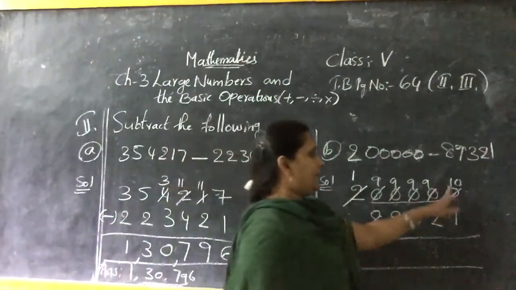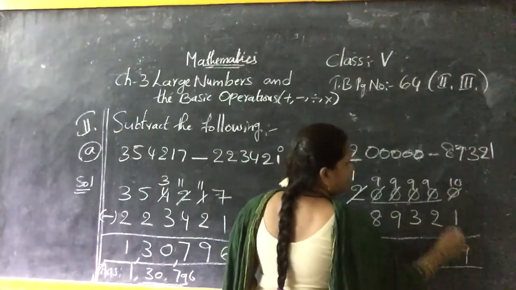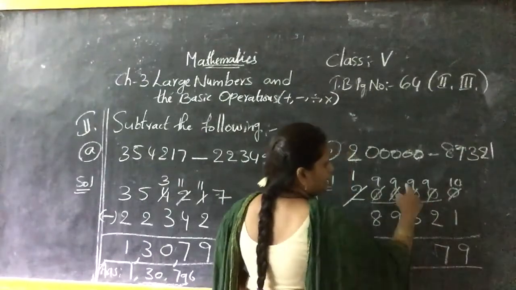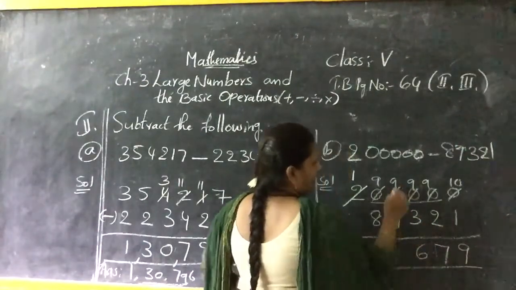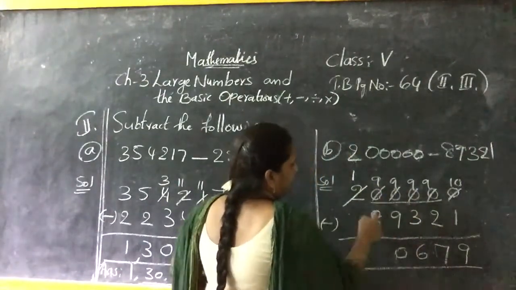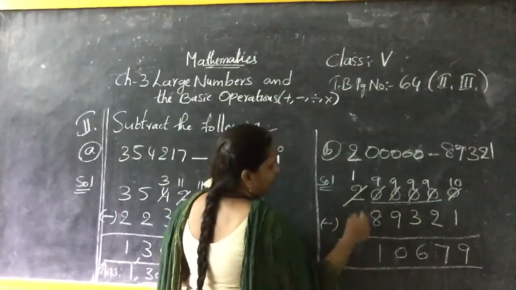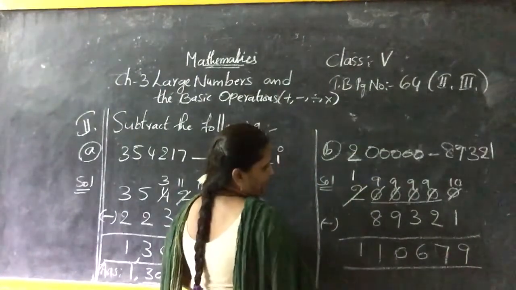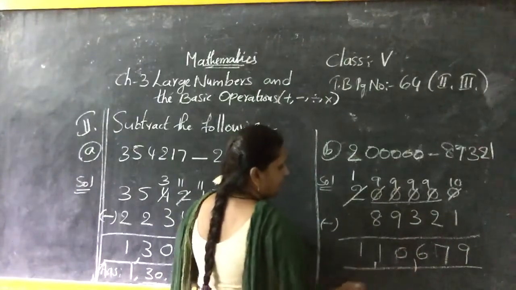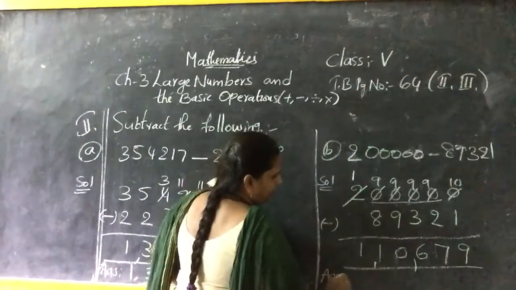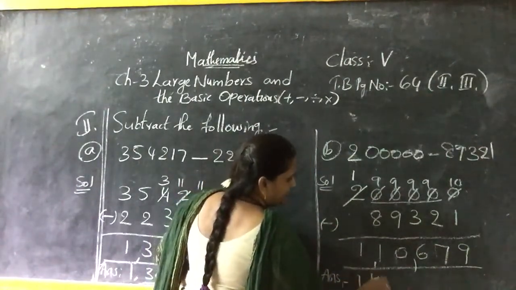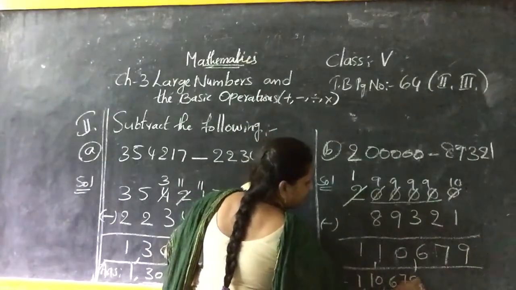Okay, so now 10 minus 1, 9. 9 minus 2, 7. 9 minus 3, 6. 9 minus 9, 0. 9 minus 8, 1. And the 1 has nothing to subtract, so 1. So according to this system, put the commas. Then it will be 1,10,679.